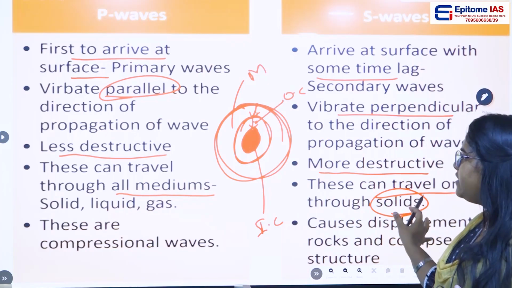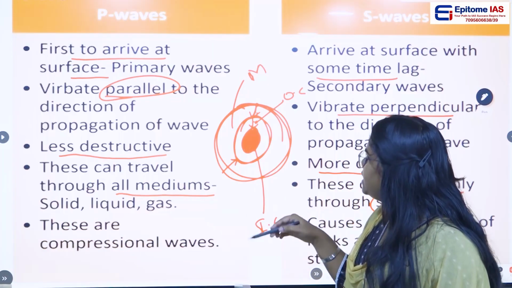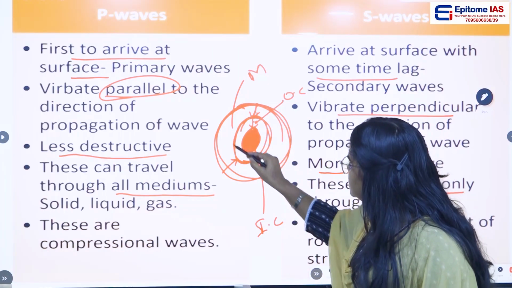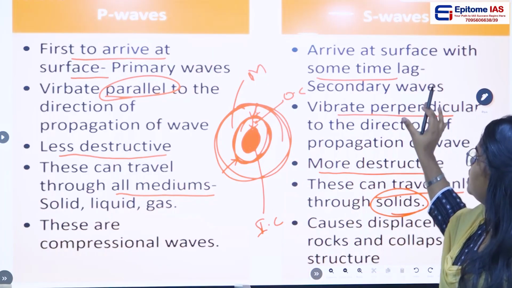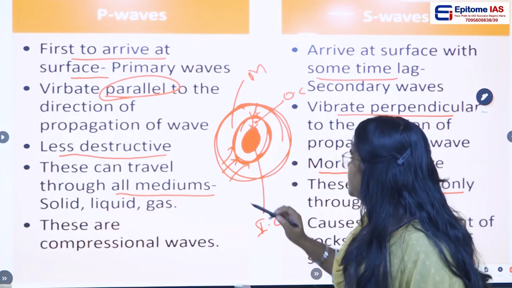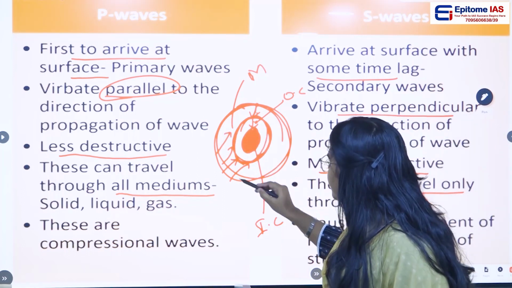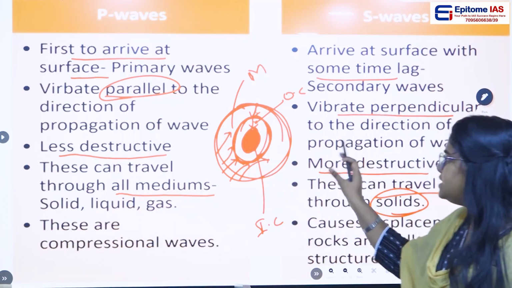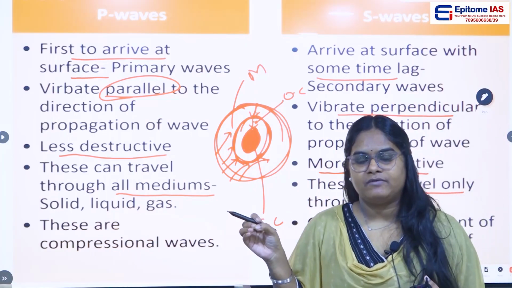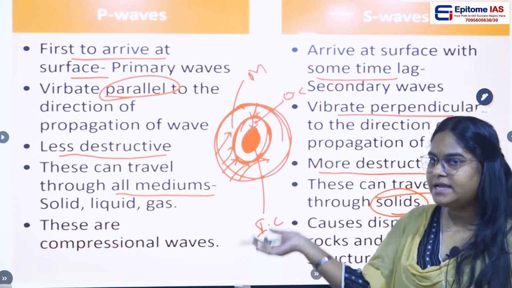So the secondary waves, what will happen? They can only travel through the solid, and again this is a liquid layer. So the secondary waves cannot travel through the liquid. What will happen? They will change direction and move in this direction. So it will help scientists figure out the interior of the earth.